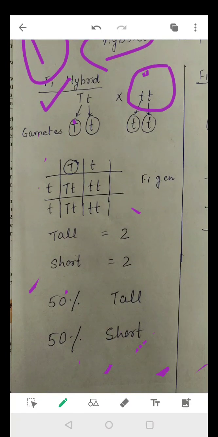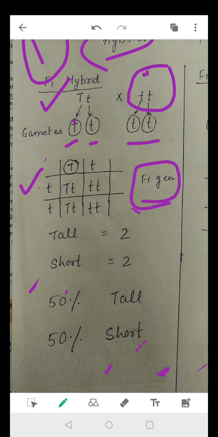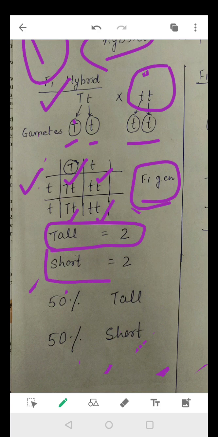Okay. Now see, we'll have two gametes from the hybrid, capital T, small t. The parent will have small t. So we will calculate using the Punnett square. The F1 generation will be calculated. So you will have 4 possibilities: capital T, small t. Okay. So two tall, two short. So you have 50% tall, 50% short.